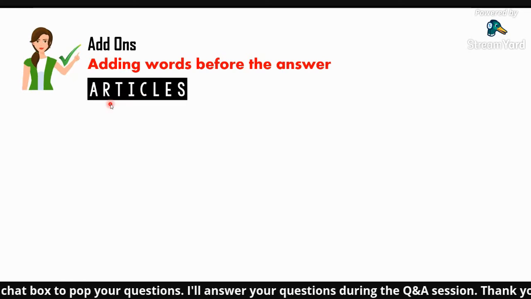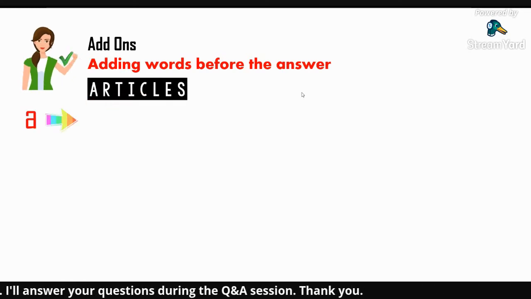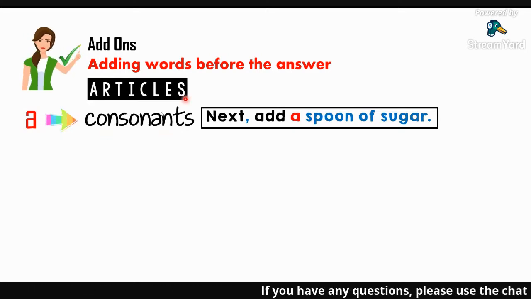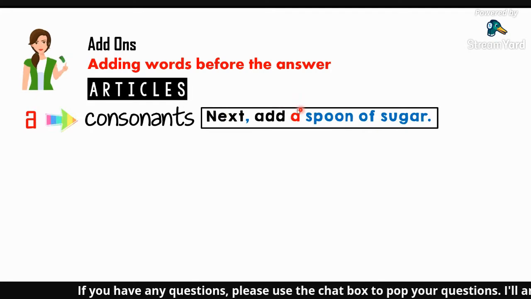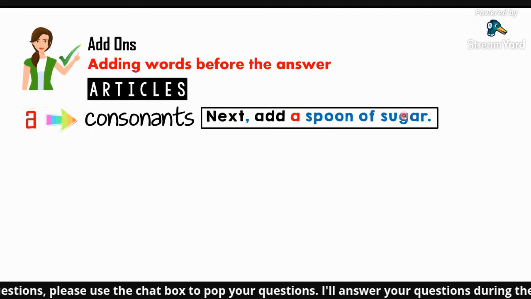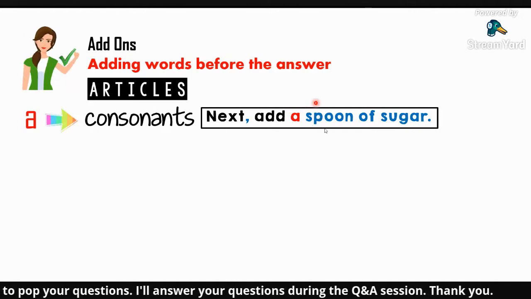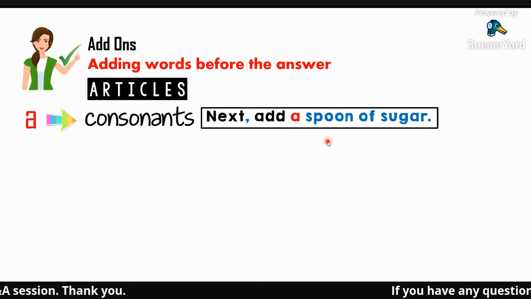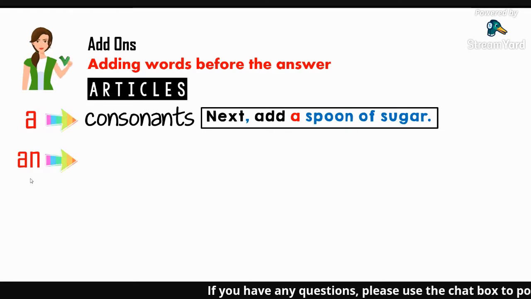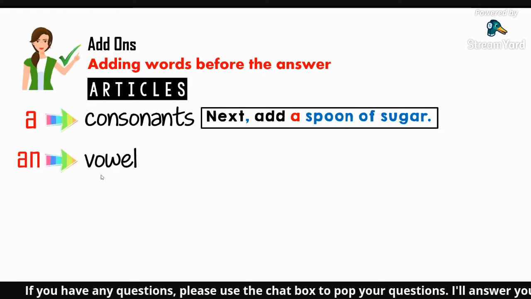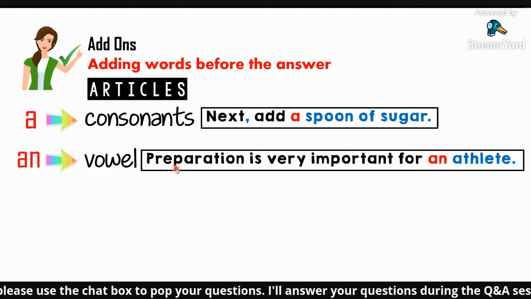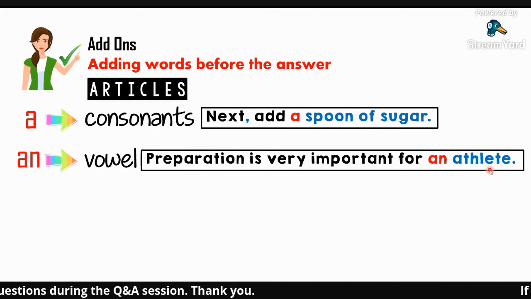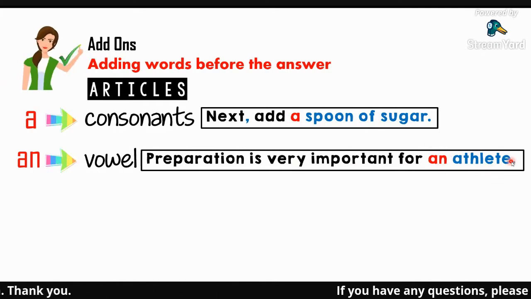Articles. We'll be looking into "a", which is used for consonants. For example, add a spoon of sugar. So we have to add the article "a". This is very important when you're transferring your information. The next one would be "an", which is used for a vowel. For example, preparation is very important for an athlete.